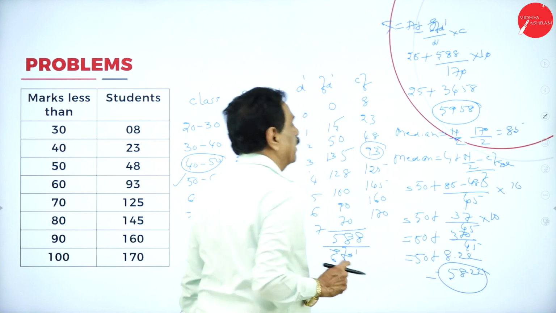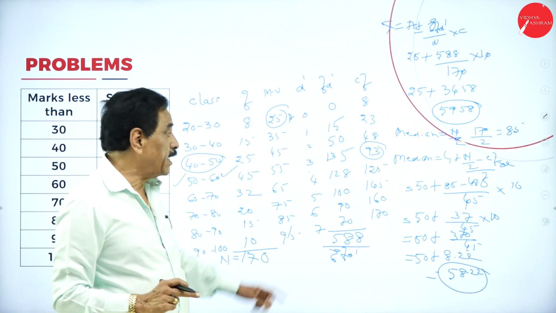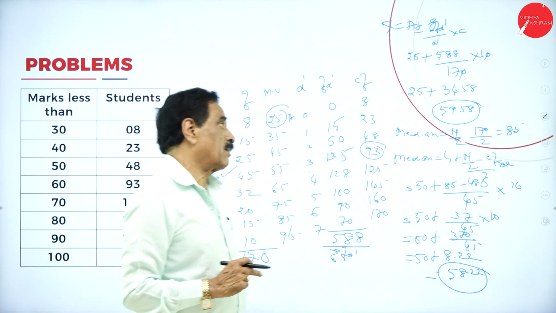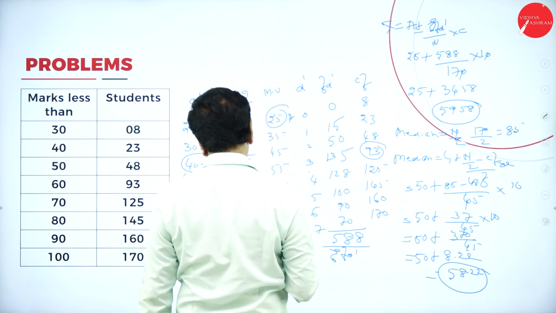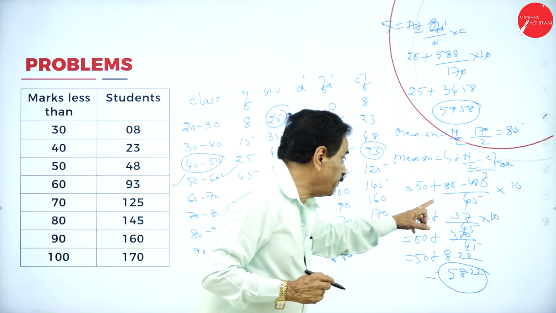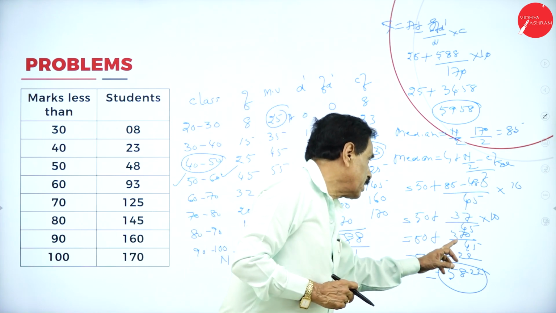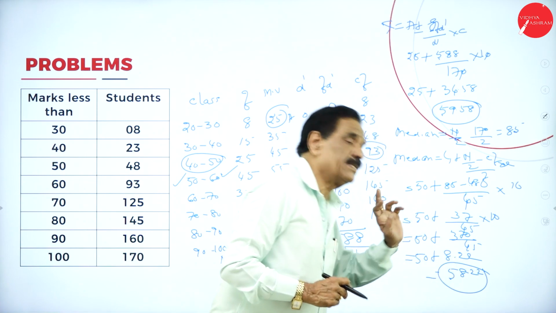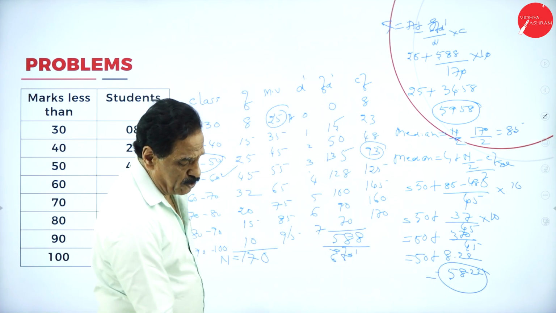is your median. How do we find the median? Median lies in n by 2, where n is the number of frequency. Find 85. 85 comes under 93. Your class is 50 to 60. Lower limit is 50, 85 minus 48 divided by 45. Simplify 37 divided by 45, which is 8.22. So it works out to 58.22.